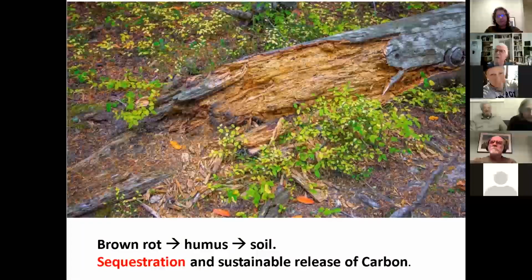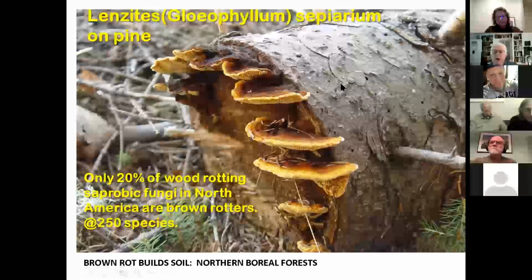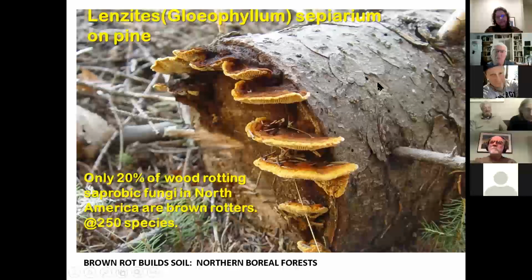This happens to be a pine tree. Here's another pine tree here, and this is a spruce. And what we have here is Gloeophyllum sepiarium. It used to be called Lenzites, but when we separated brown and white rot, it had its own genus here.